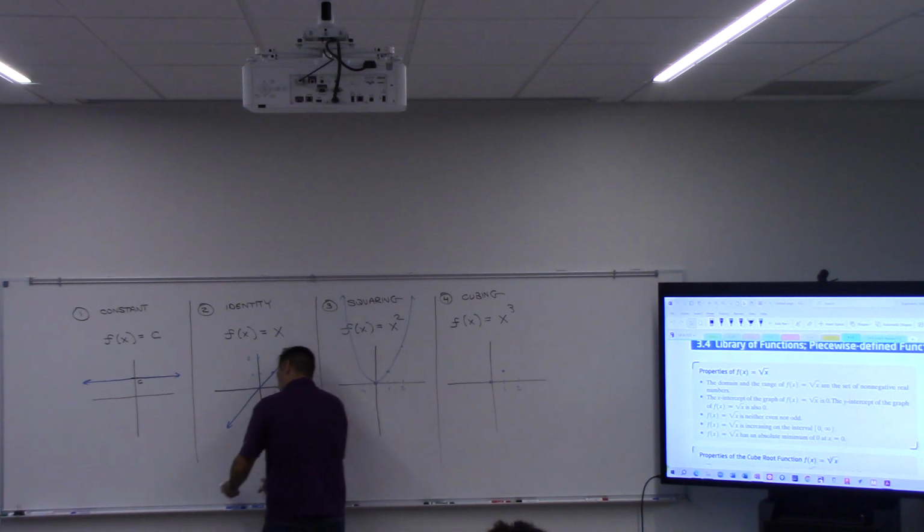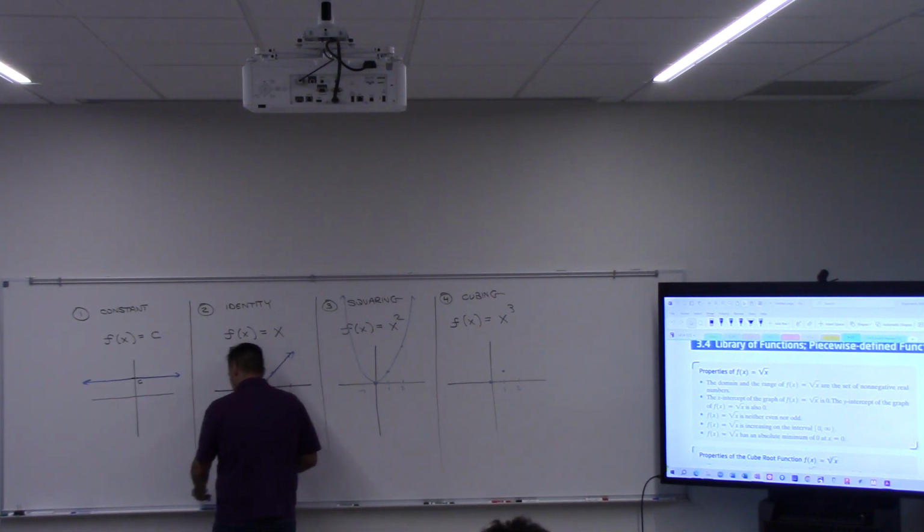Let's get the fun marker. Where is it? I don't know where I put it.